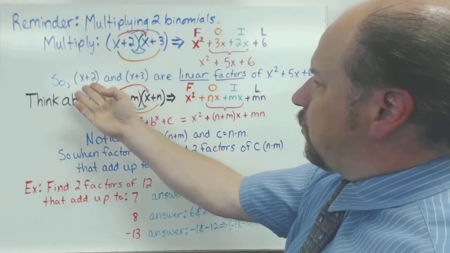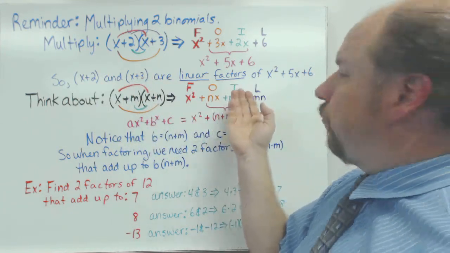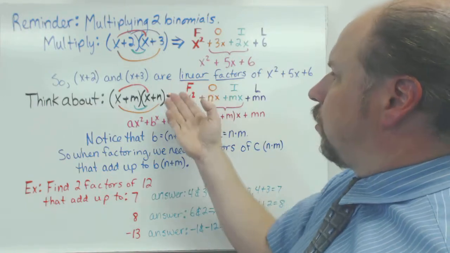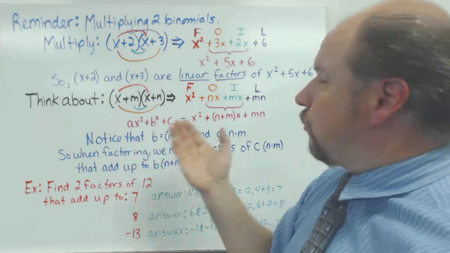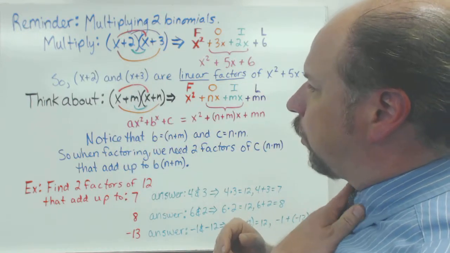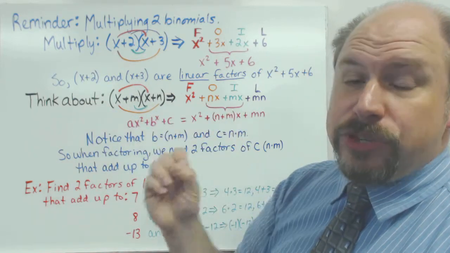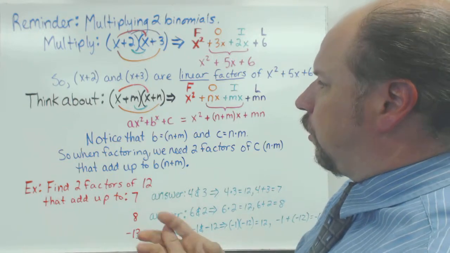So x plus 2 and x plus 3 are linear factors of x squared plus 5x plus 6. Because these two things we're multiplying together, those are factors of this bigger polynomial here. Okay? So I want you to think about this in a generic way. If we can generalize things, it might help us to see what's going on here.